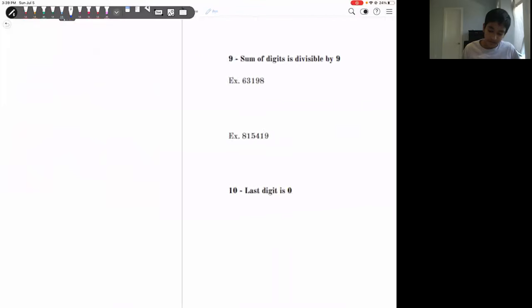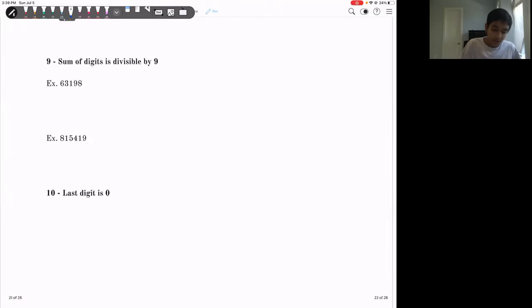Let's move on then. For 9, the sum of its digits has to be divisible by 9. So for example, 63198. 6 plus 3 plus 1 plus 9 plus 8. This is just 27. And 27 we can do further. 2 plus 7 is 9. And 9 is divisible by 9, so this does work.